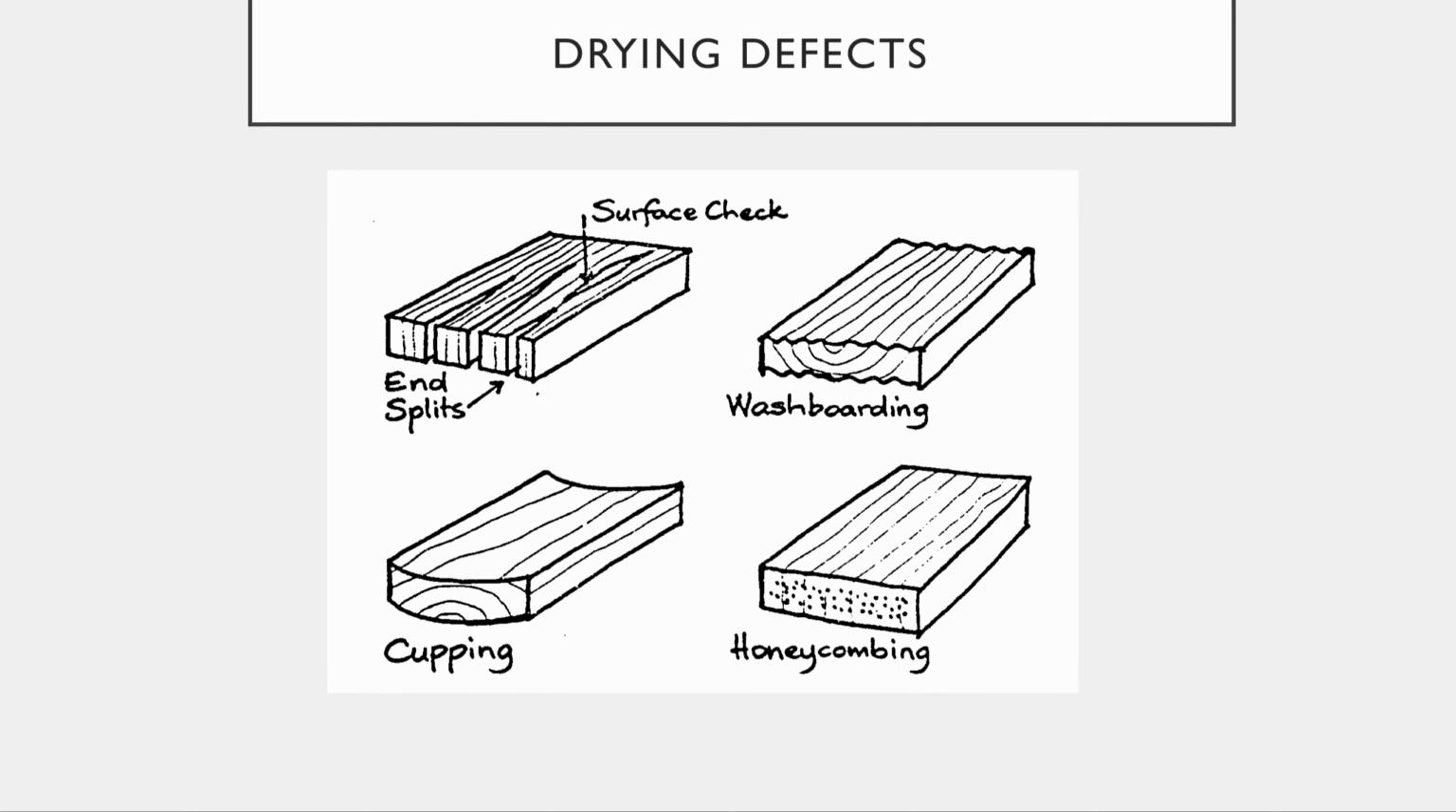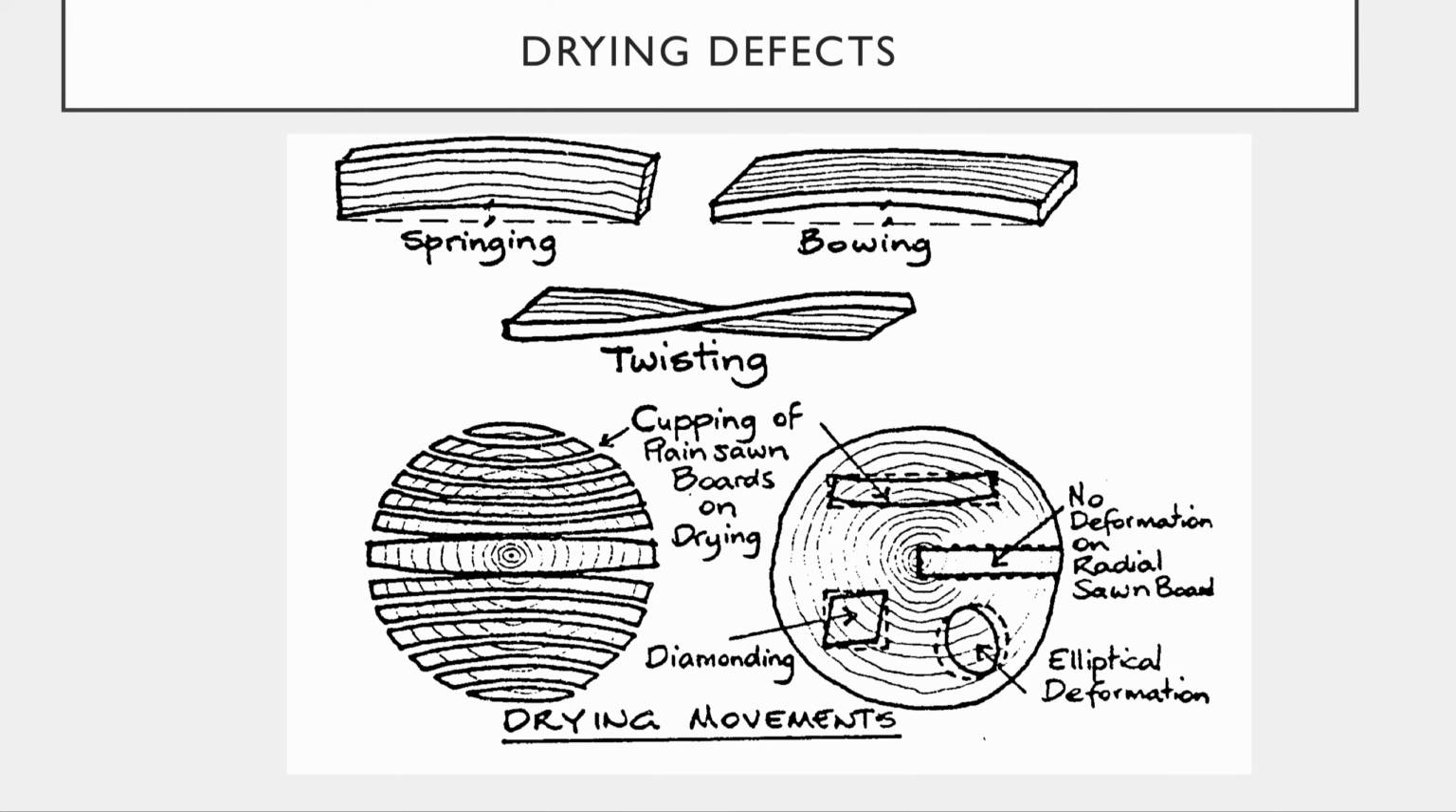Along the length of the board, you can also get defects that are very length dependent. If we have the board turned on the strong axis and it bows, that's called springing. If we're on the weak axis, so flat, and it bows, that does get the title of bowing. And then of course we also see here twisting.